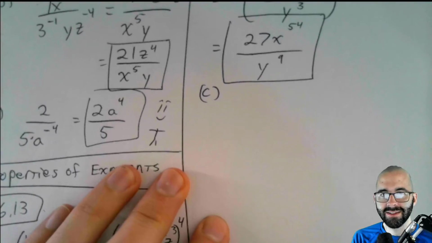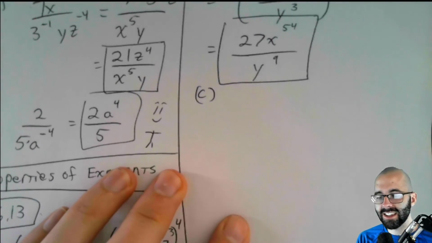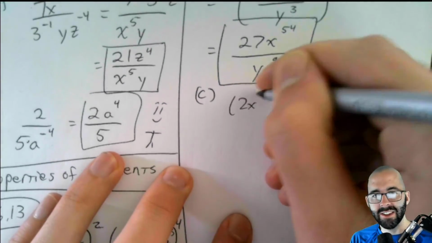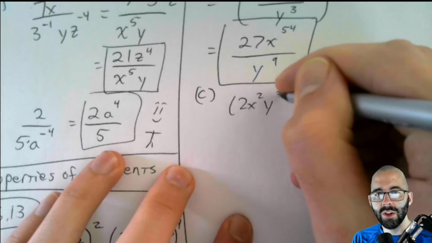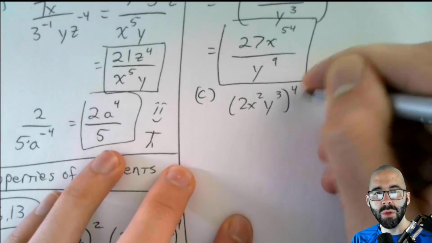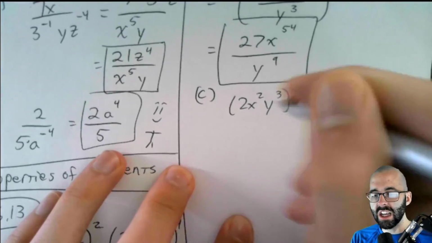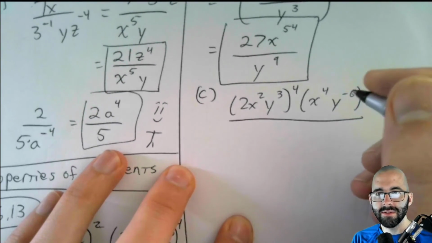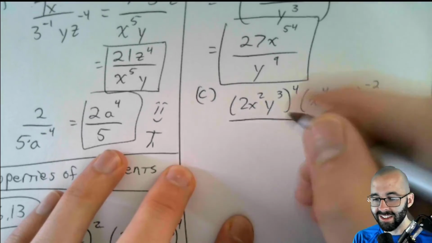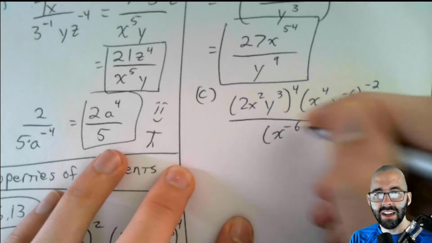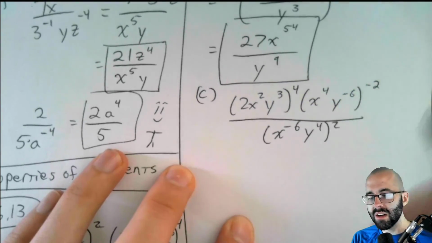Example C. 613C. Lay it on me. Let's go. 2x squared, y cubed, that's all being raised to the 4th power, times x to the 4th, y to the -6 being raised to the -2th power, otherwise known as -2nd. X to the -6, y to the 4th squared.